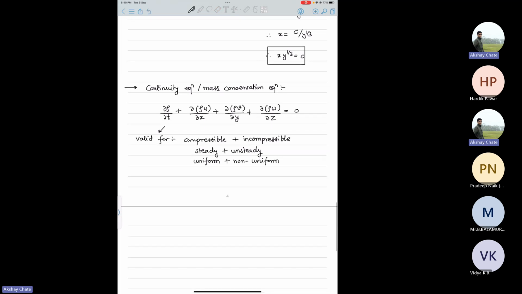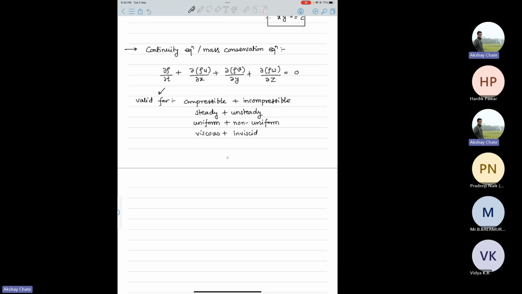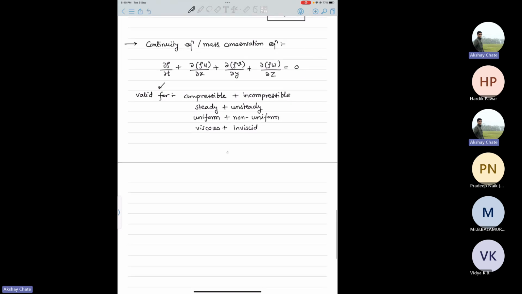And also viscous or non-viscous or inviscid typically. So it is valid for all types of flows, because it is a general mass conservation equation. And then what you do, maybe I'll just give the derivation. It is not that difficult.